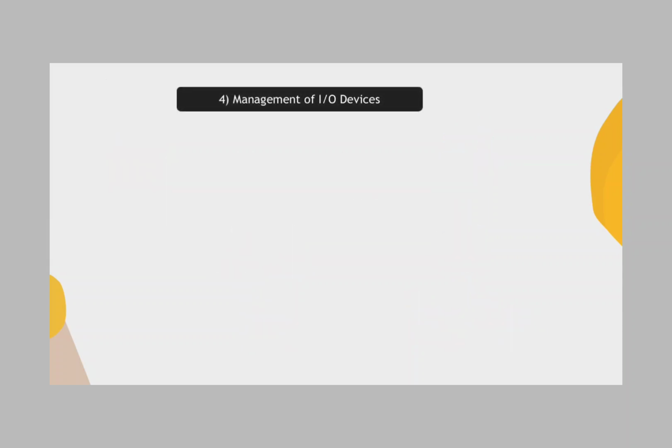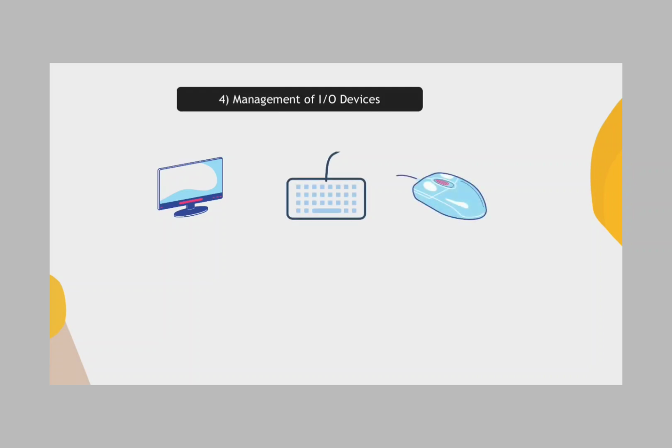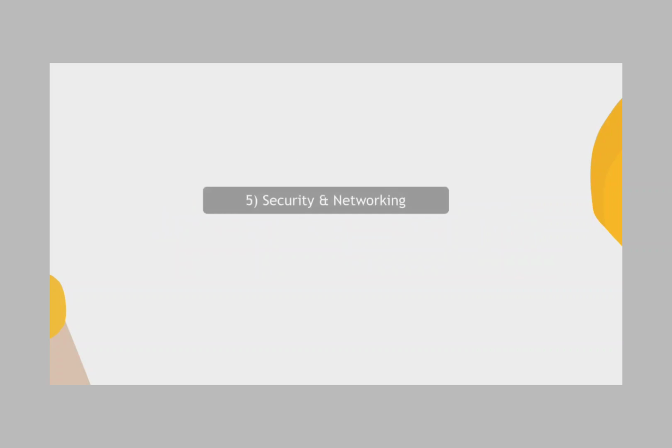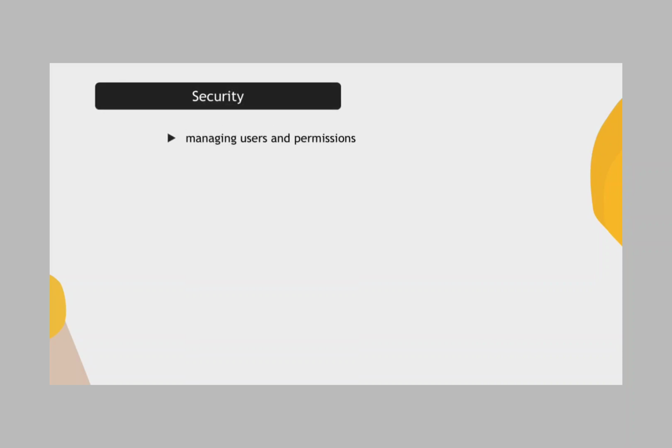And the last category or piece of hardware components are the I/O devices, like monitor, keyboards, mouse, trackpad, but also devices like printers or USB or external hard drive, etc. So when these are attached to the computer, the operating system knows how to handle them and how to translate the interactions between the applications and these devices. And finally, some other tasks of the operating system, also very important and crucial tasks, are security and networking. In terms of security, the operating system is responsible for managing users and their permissions.